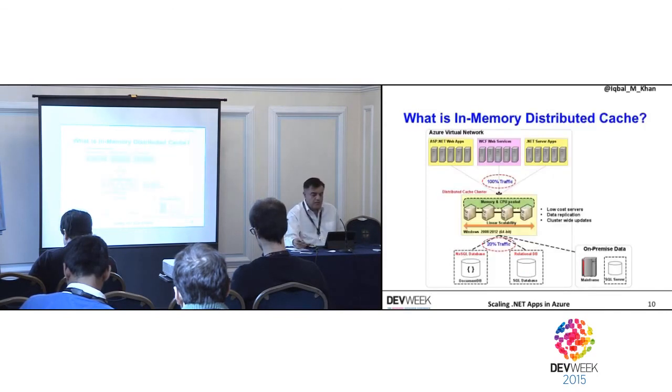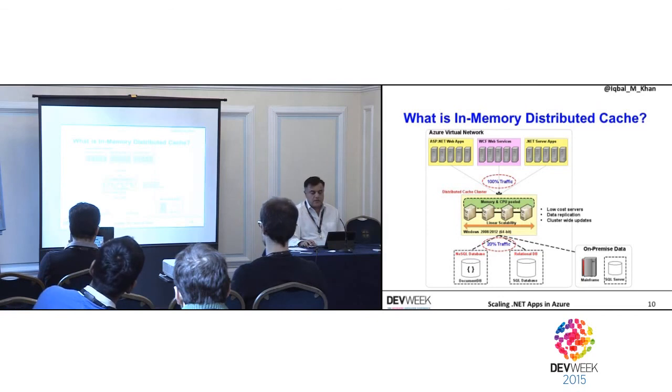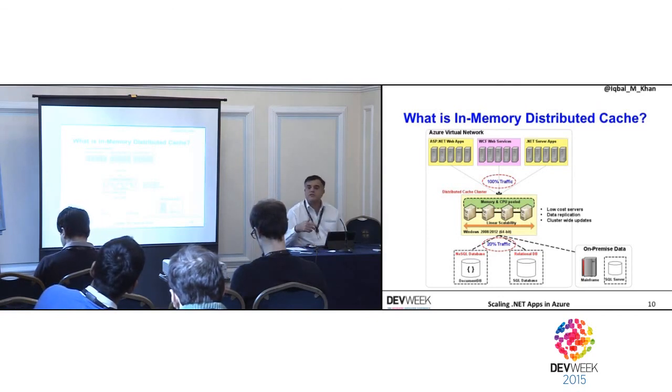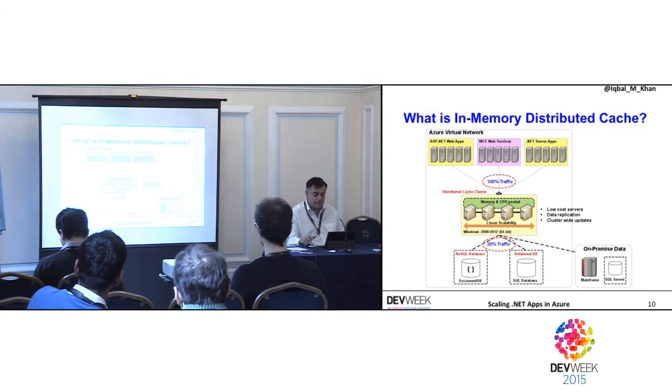So what is an in-memory distributed cache? You have that same application tier which scales very nicely, and the same database tier that does not scale. You put an in-memory distributed cache cluster in between these two layers. And this is only a logical thing. It does not mean that these are separate servers. These could be the same servers as your application, but logically they are between the application and the database.